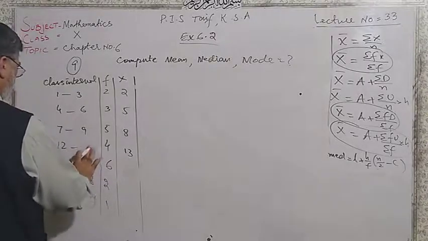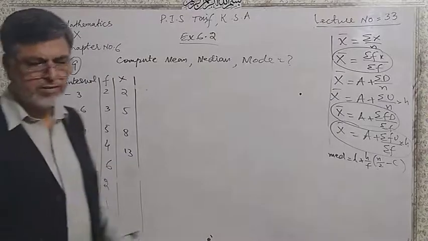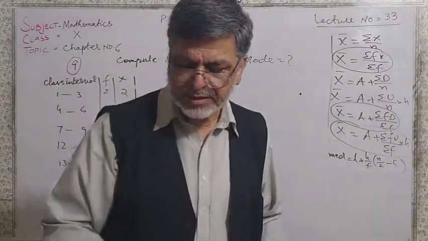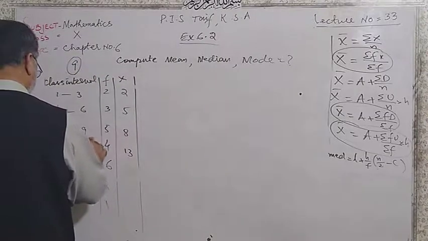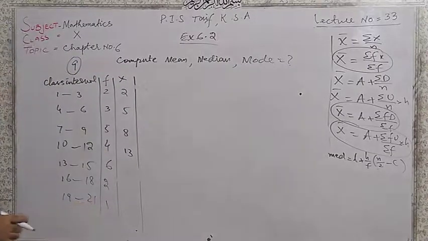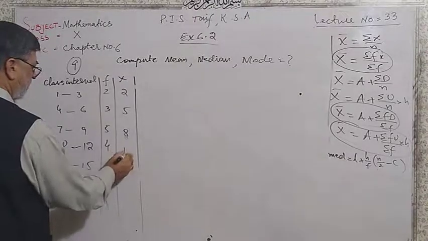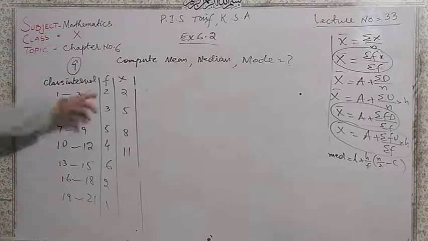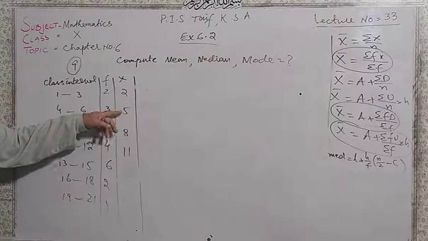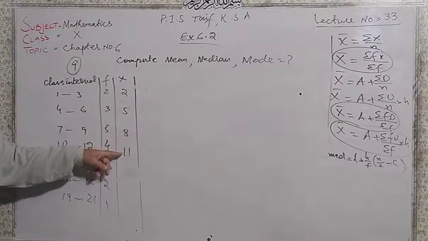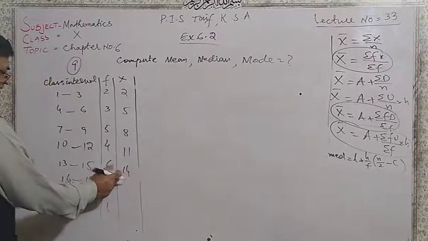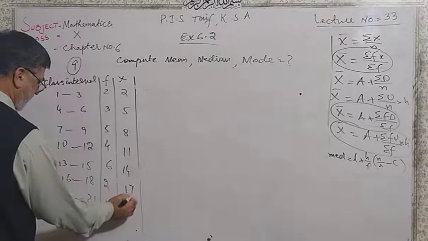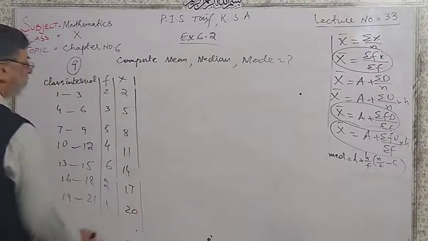No, this is not 12. This is 10 to 12. Sorry. Yes, students, this is 10 to 12, and here the midpoint is 11. Every number has a difference of 3: 5 minus 2 is 3, 8 minus 5 is 3, 11 minus 8 is 3. Then you can add 3 to find the next: 11, 14, then 3 added is 17, then 3 added is 20.